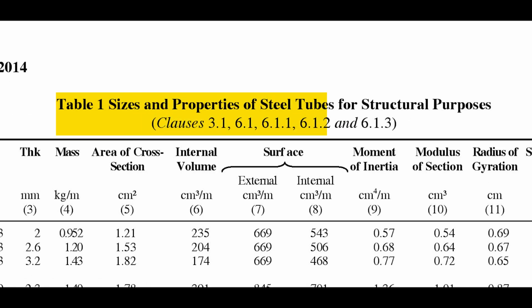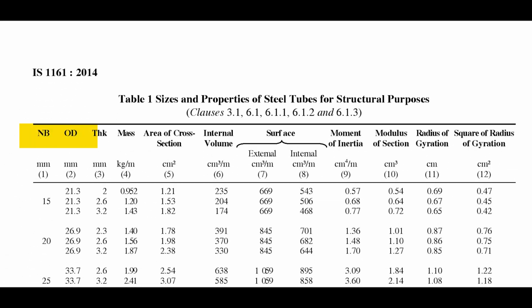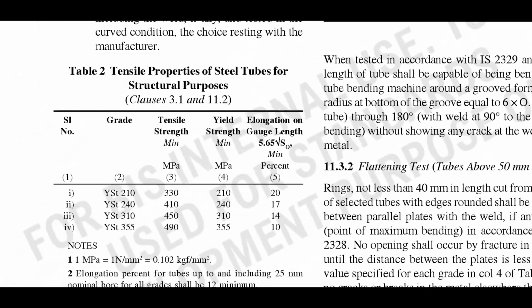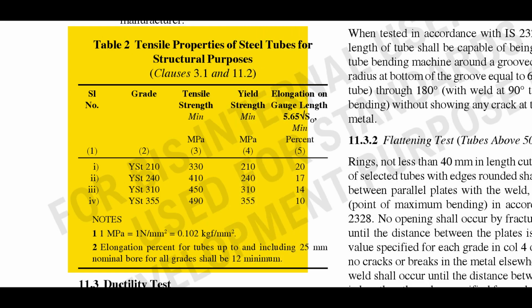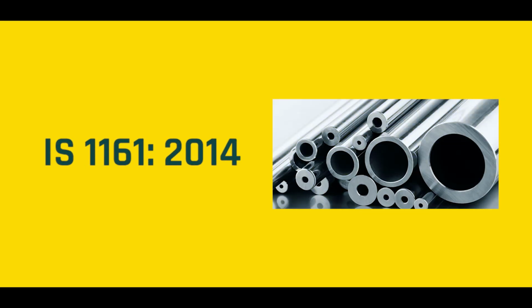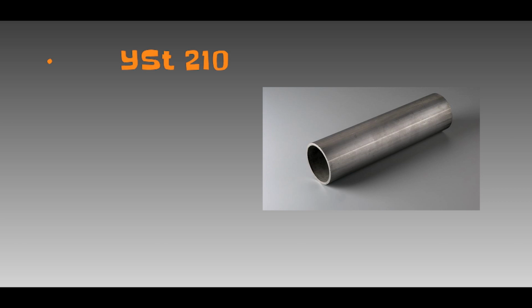Steel tubes are designated by their nominal bore, which is the internal diameter of the tube, and by the thickness of their walls. The tubes are classified into different grades based on their yield strength, that is, the amount of stress they can handle without deforming. The grades mentioned in IS 1161-2014 are YST 210, YST 240, YST 310 and YST 355.